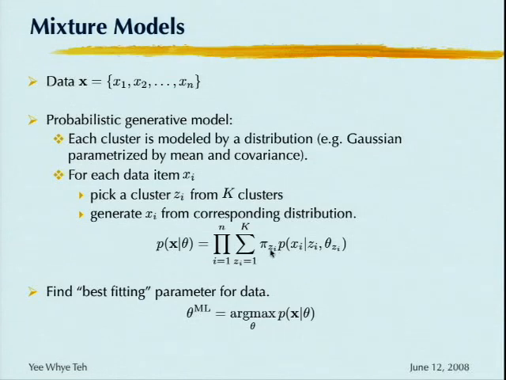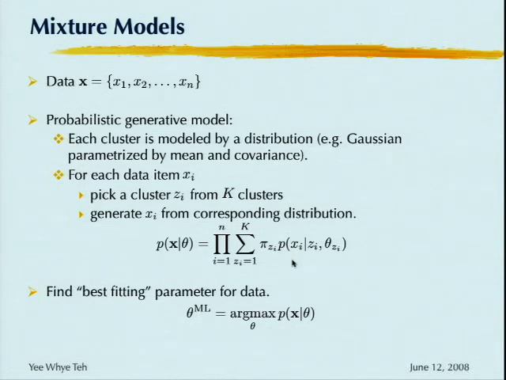where the pi's are your mixing proportions, or the prior probabilities of your data point being assigned to each cluster. And in p of xi given zi and theta, zi is a cluster indicator variable which tells you which cluster data point xi belongs to, theta zi is your cluster parameters, and p of xi given z and theta is the probability of that data point given that cluster.